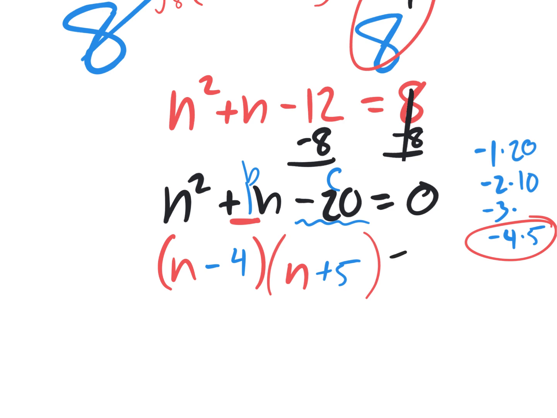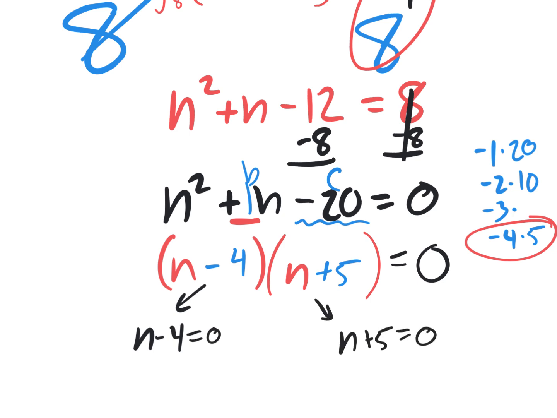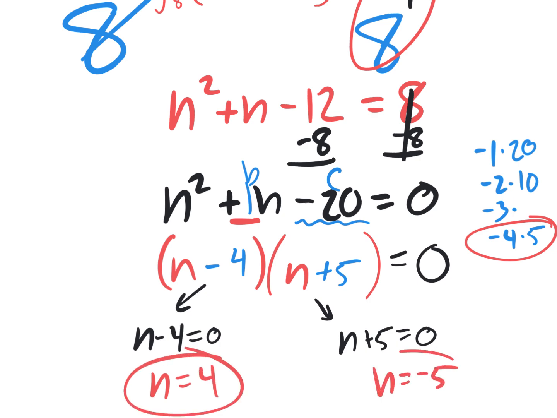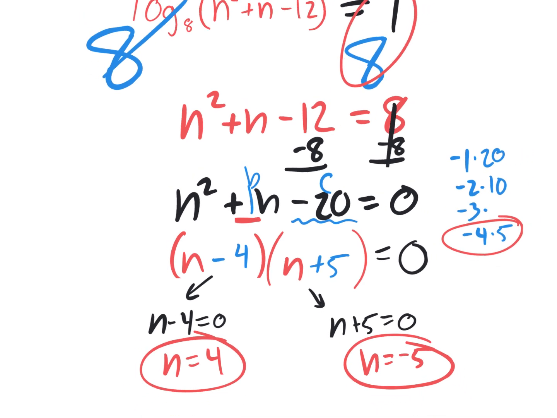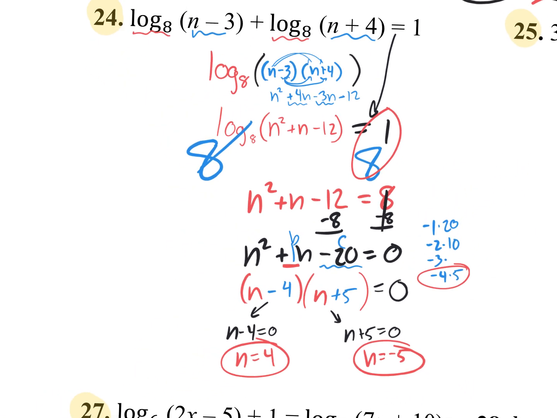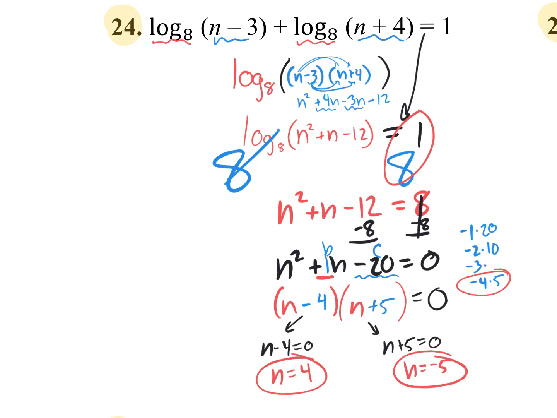Now that it's in factored form and it's equal to 0, you could split them and solve them each. So you really have n minus 4 equals 0 and n plus 5 equals 0. So your two answers are n equals +4 and n equals -5. I hope you guys understand that, but you still need to double check and make sure that you don't end up with a negative inside a logarithm or 0 inside a logarithm.